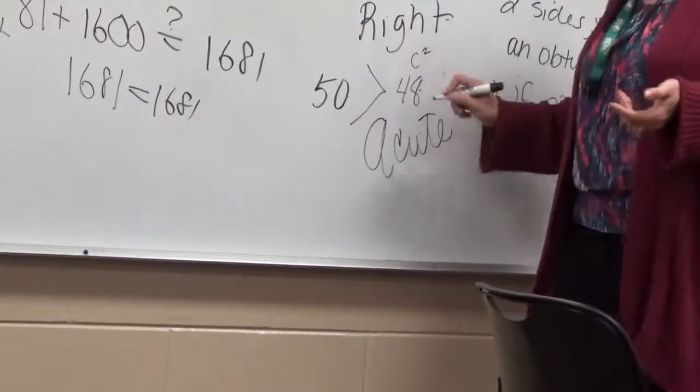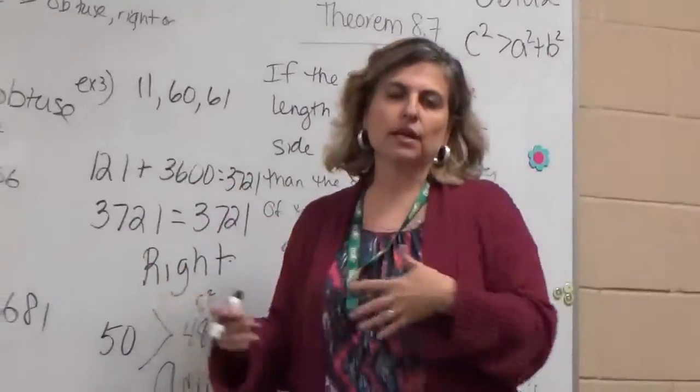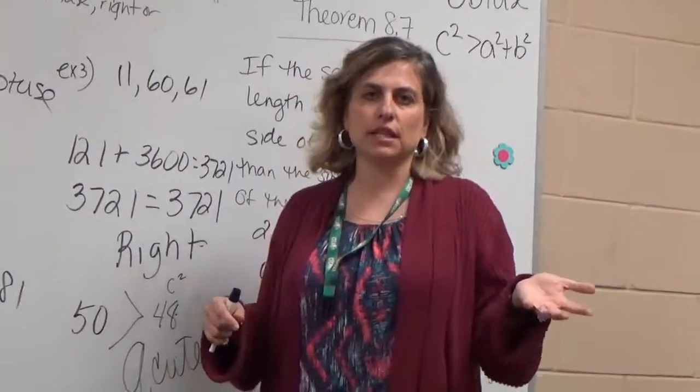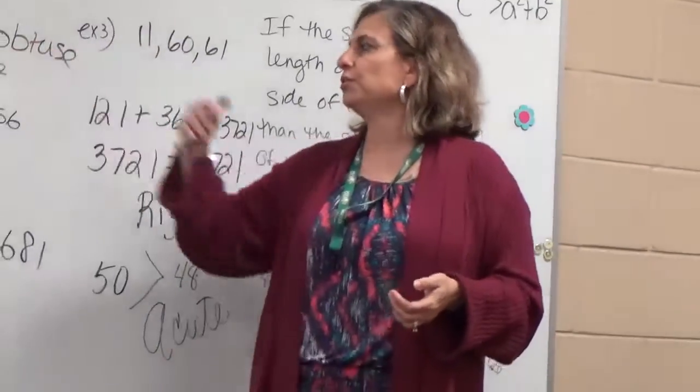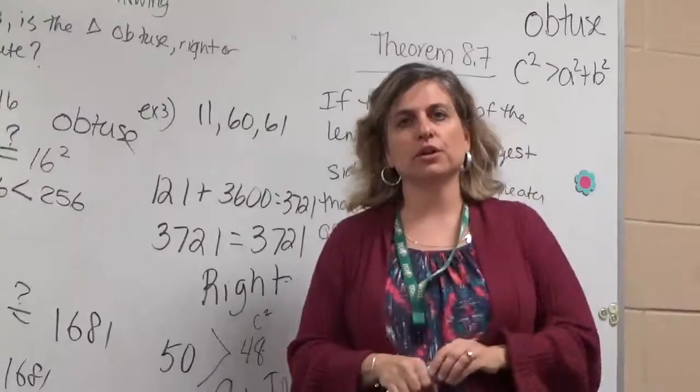So what you're going to be doing today is squaring a, b, and c, seeing if c squared is bigger than the two added together, seeing if it's less. So then we're going to go with acute, obtuse, right, or not a triangle at all.